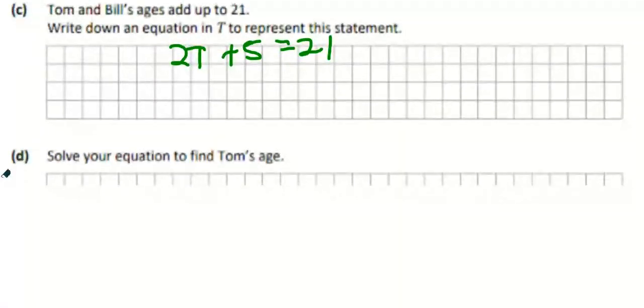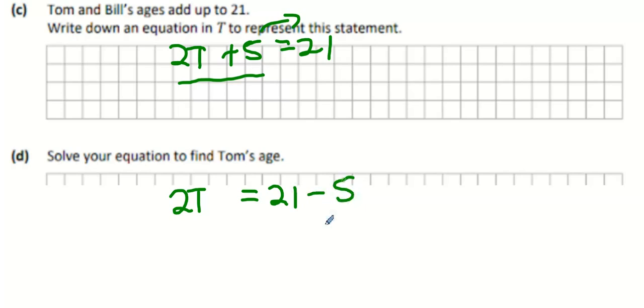So, what we do is we need to get T on its own. What's stopping T from being on its own? And what else? So bring the 5 over to the other side. What happens to it? It's positive on its own. What happens when it moves? And what's 21 take away 5?